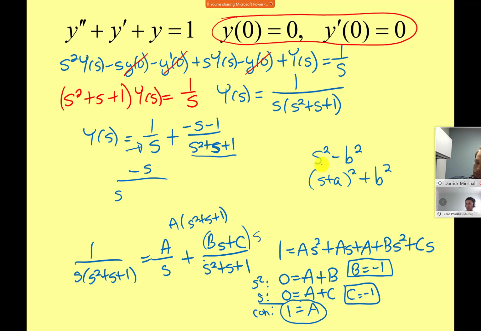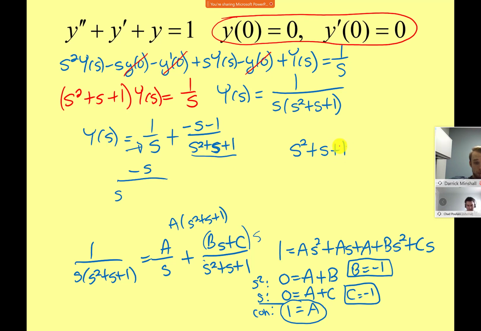Well, the problem with that is it doesn't complete the square to nice little integers, but that's okay, it still works. So this is where we want to complete the square. s squared plus s. So to complete the square, plus 1.